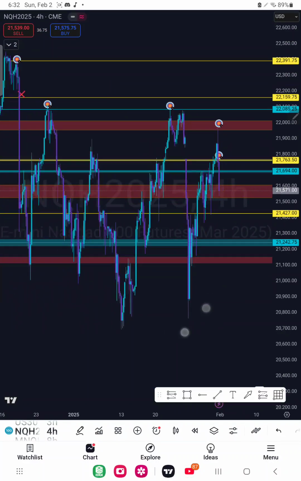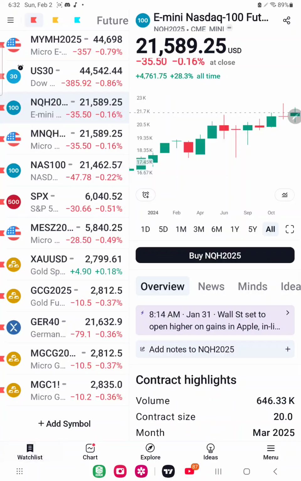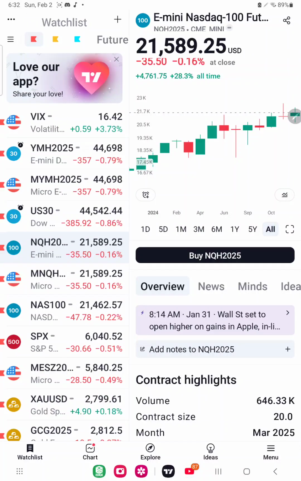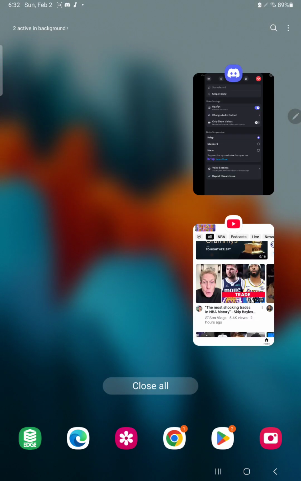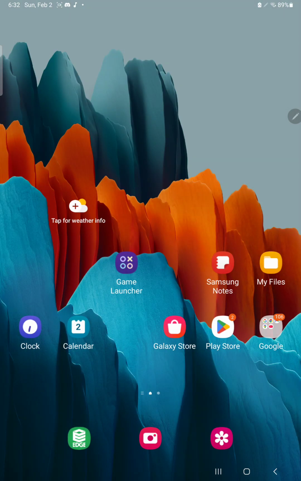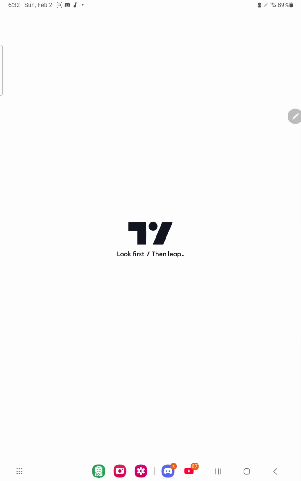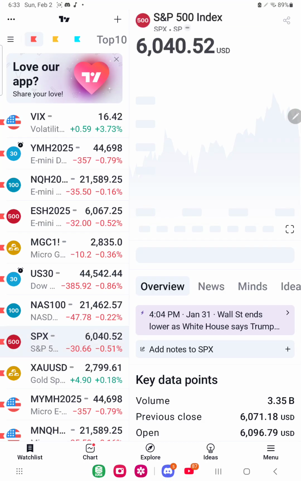I have it drawn up on ES, if I'm not mistaken. Okay, cool.